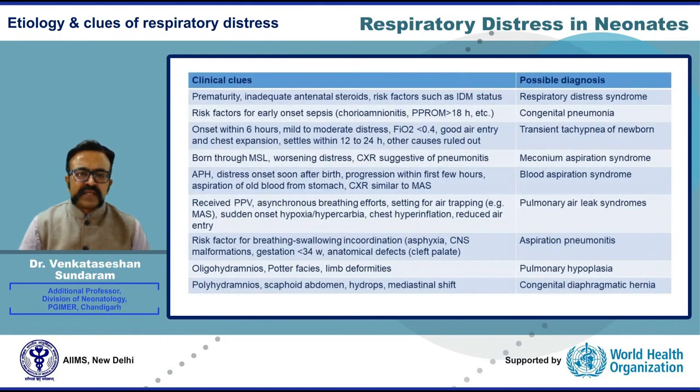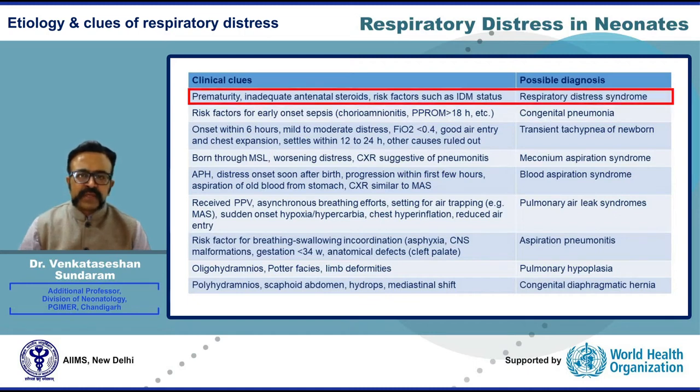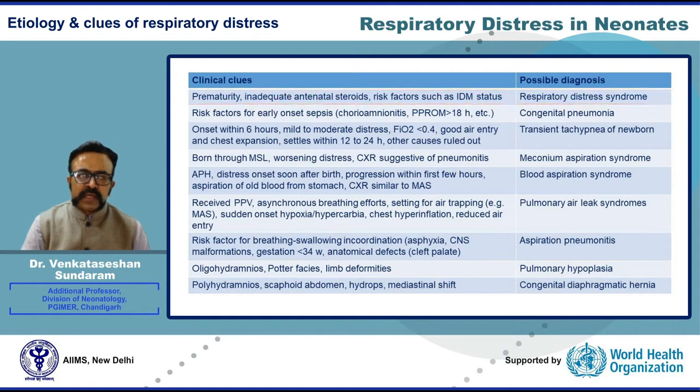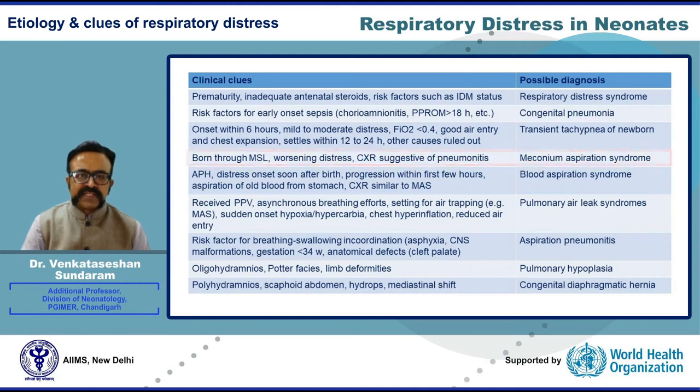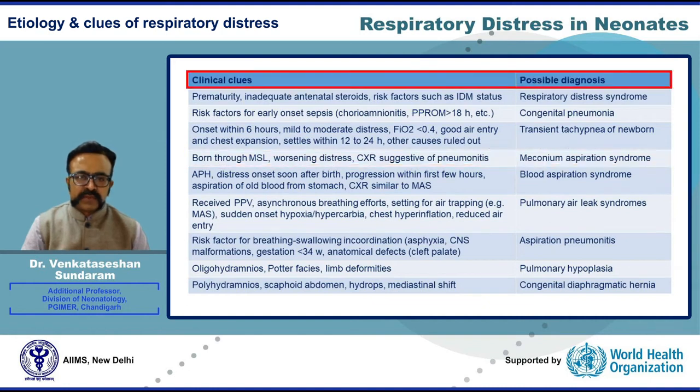This busy slide tells you about the common etiologies for distress and certain clues which can help to understand the etiology. For example, a premature neonate with distress with history of inadequate antenatal steroid coverage or with a history of diabetes mellitus in the mother should make you think of hyaline membrane disease, better termed as respiratory distress syndrome, as a likely etiology. Similarly, a term newborn with distress born through meconium stained liquor and the chest X-ray suggestive of diffuse atelectasis will make you think of meconium aspiration syndrome.